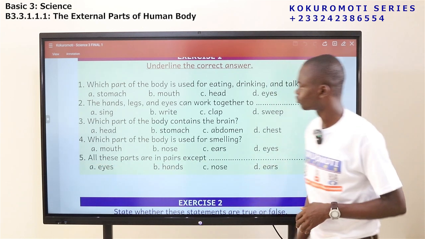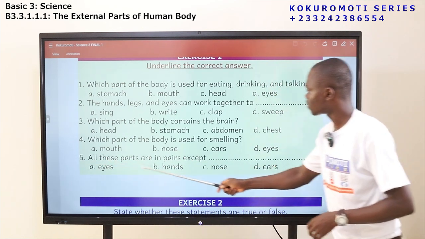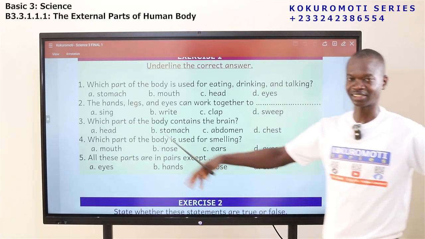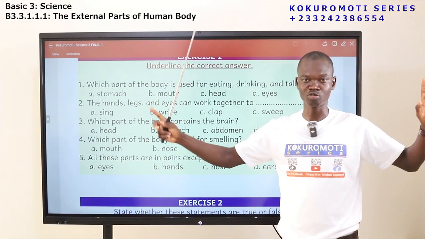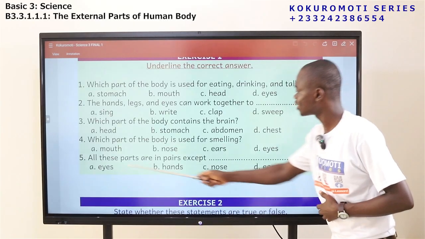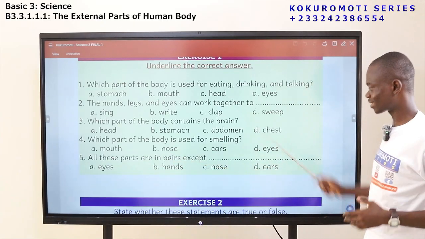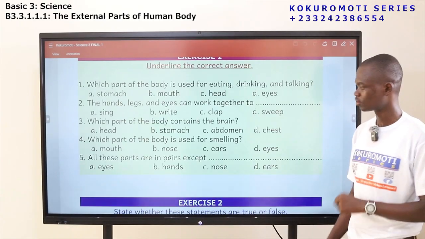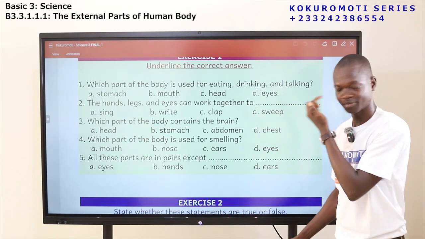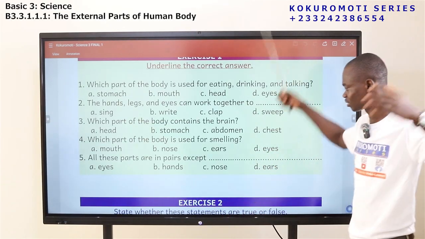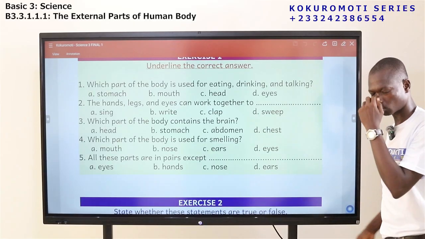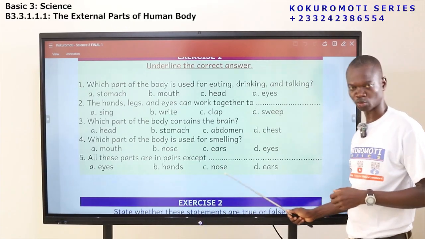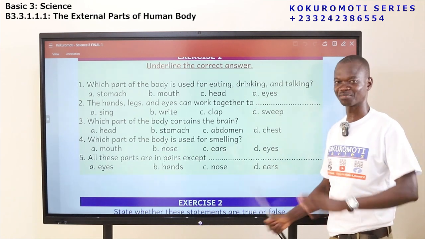Number 5. All these parts are in pairs, except, what it means is that the parts are 2. So all these parts are in pairs, except, meaning one of them is single. The eyes, how many eyes? We have 2. Hands, they are 2. Nose is only 1. Ears, 2. So the answer is what? Nose. I believe the exercise is simple for you.